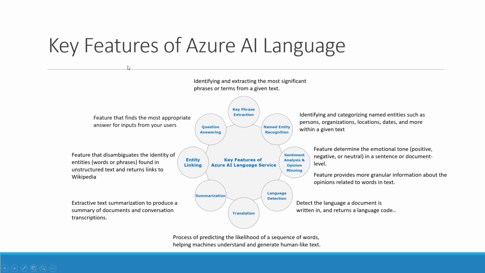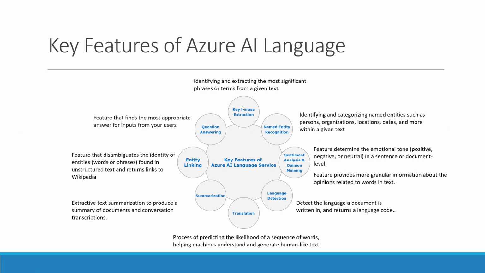The next topic is key features. So what are the key features Azure AI language uses? You can see here key phrase extraction, named entity recognition, sentiment analysis and opinion mining, language detection, translation, summarization, entity linking, question answering. These are all the features we have, and here we are going to use the question answering feature for our demo. We are going to create a chatbot purely for question and answering. Let's see what key phrase extraction and each item is, and then we'll directly go to the demo.